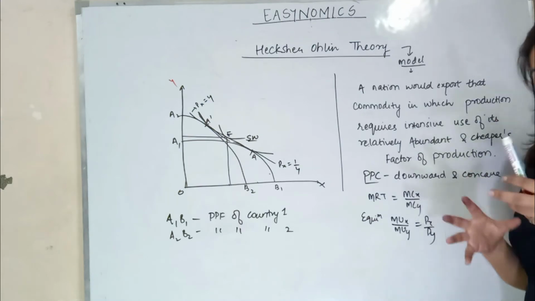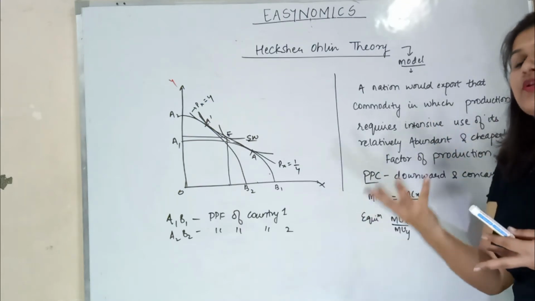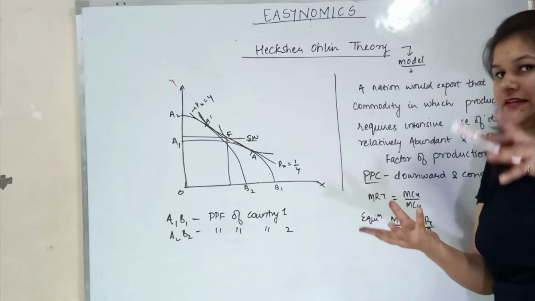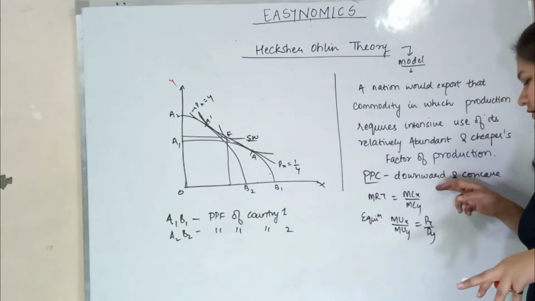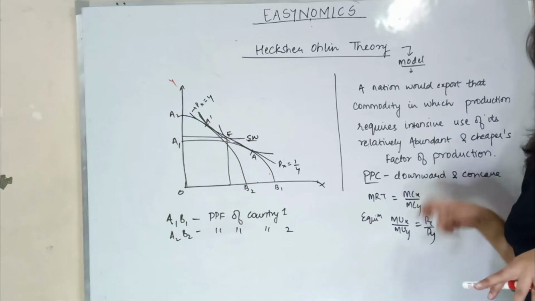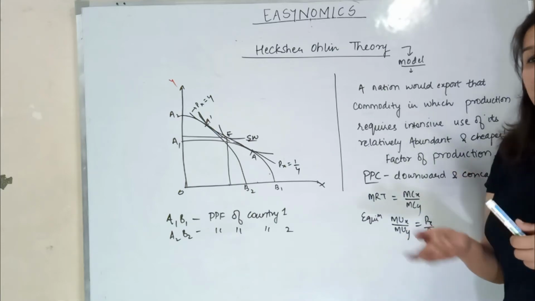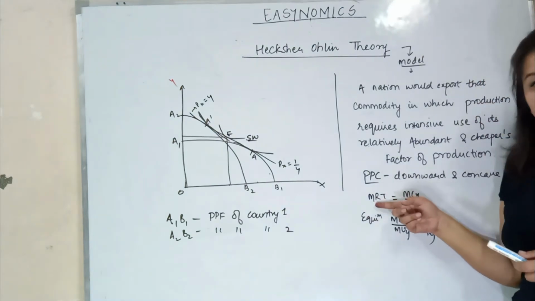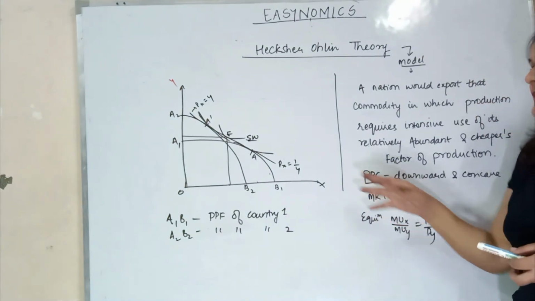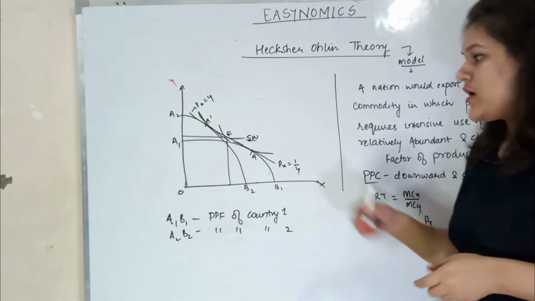Downward sloping, because resources are limited: if you want to increase the production of one commodity, you have to decrease the production of another commodity. Other than this, they are concave to the origin because of increasing opportunity cost or increasing marginal rate of transformation.